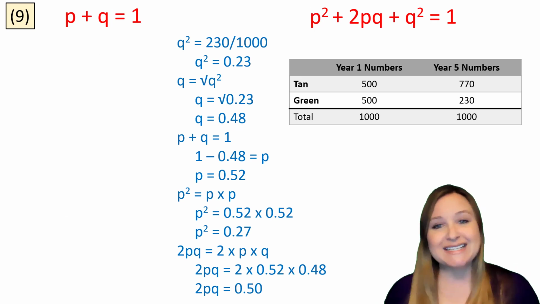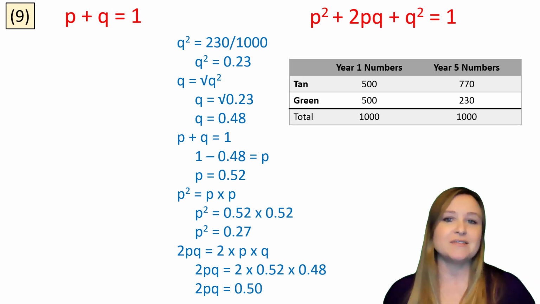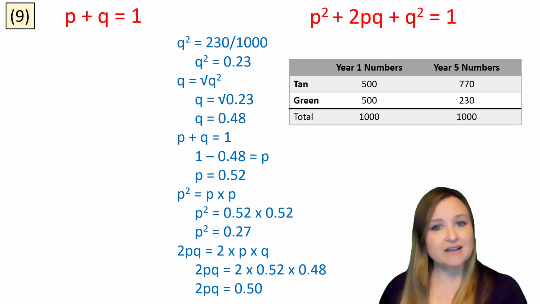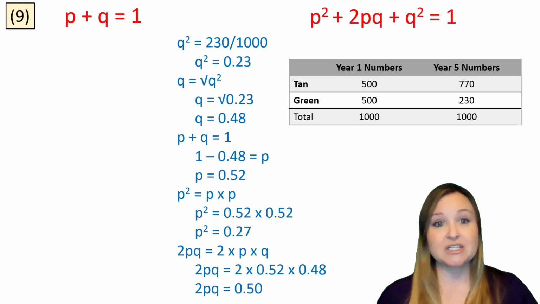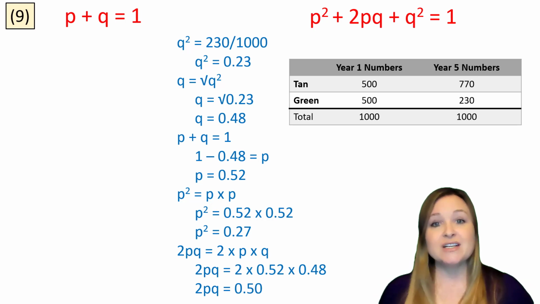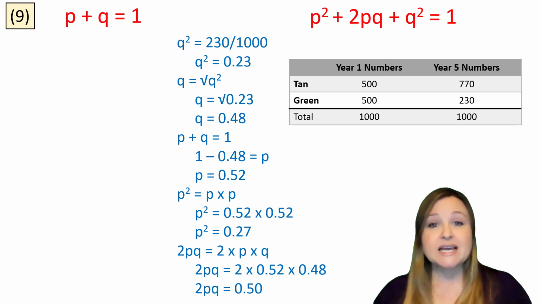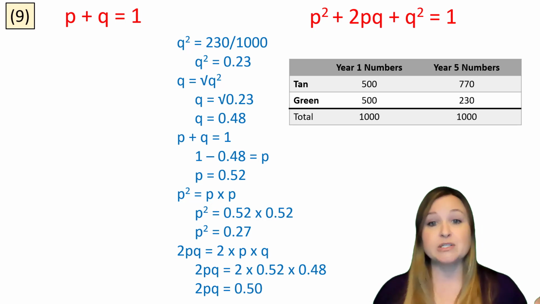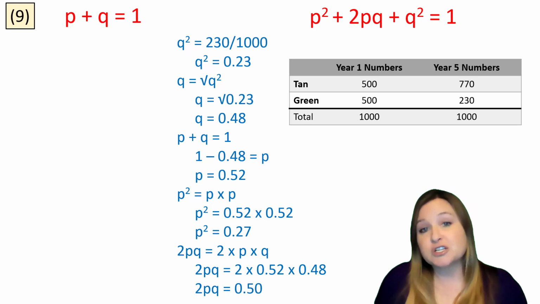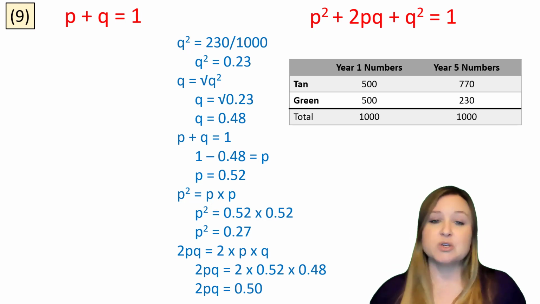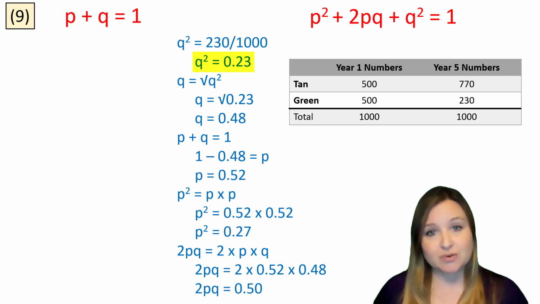Okay, so hopefully you have figured out all of the frequencies for the alleles and genotypes for the year 5 numbers that we provided for tan and green grasshoppers. I told you we're going to start with q squared. q squared is the homozygous recessive individuals. We know that the homozygous recessive grasshoppers are green, so the proportion of green grasshoppers at year 5 is simply 230 divided by 1,000. So q squared equals 0.23.